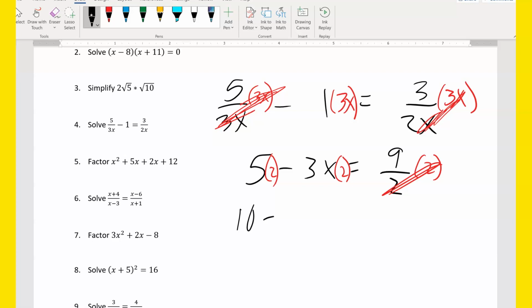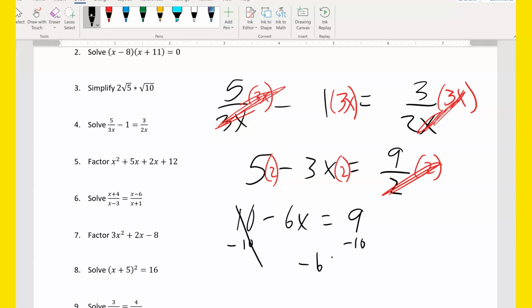minus 6x, because 3x times 2 is 6x equals, and over here I've just got 9. Now this doesn't look like a hard problem at all. We're just going to get x by itself from here. So I would subtract 10 from both sides. I'm trying to get x by itself.